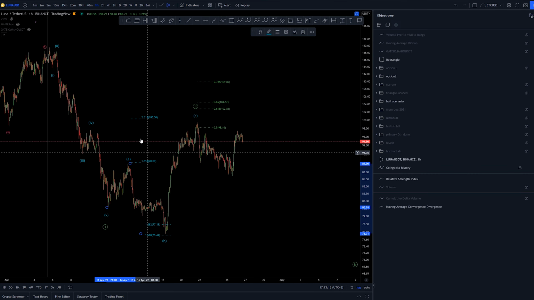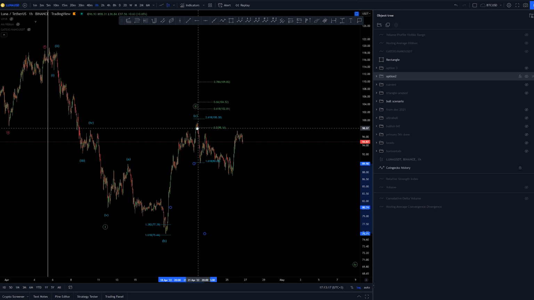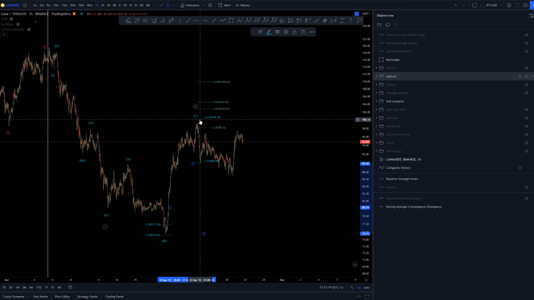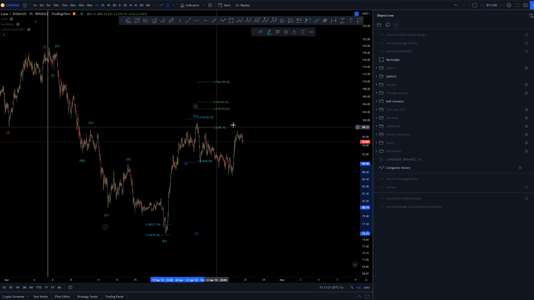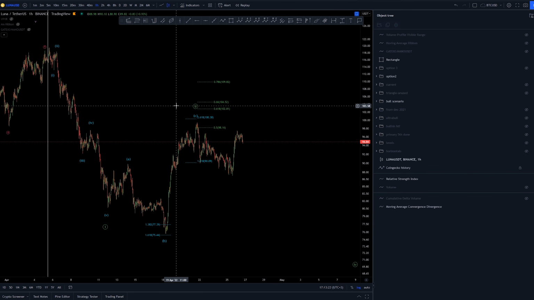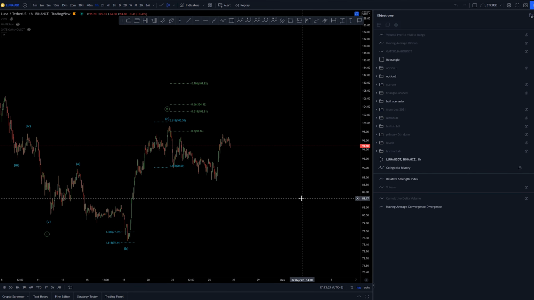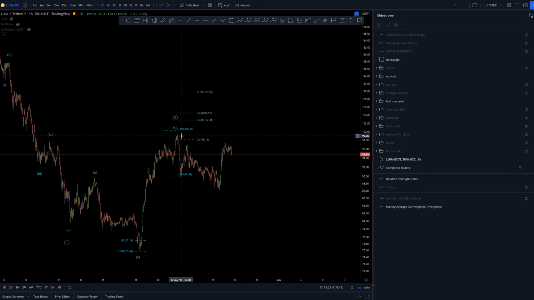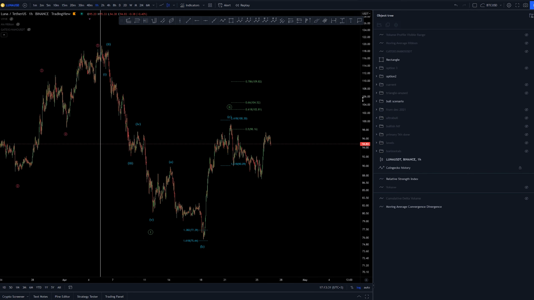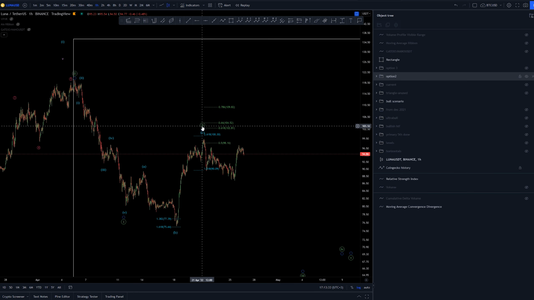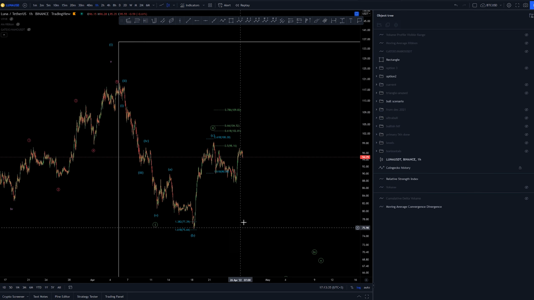Now, here we got the expanded flat as the ABC. We do go over the 1.618, but below the 2.618, which is pretty much the maximum we want to see on expanded flats as well, as a corrective structure, but it does not go there. So if we want to end the wave 2 or wave B here, it would be just fine.